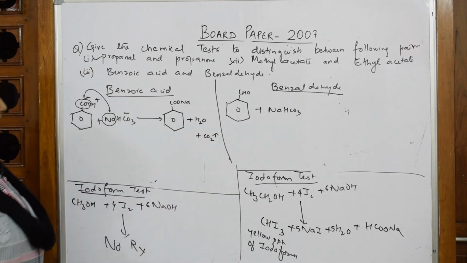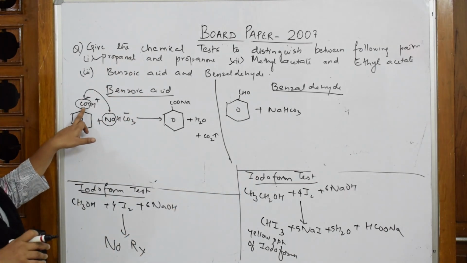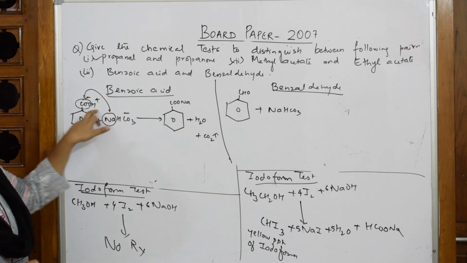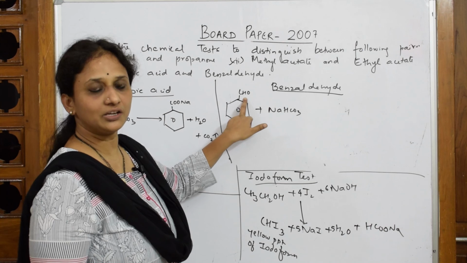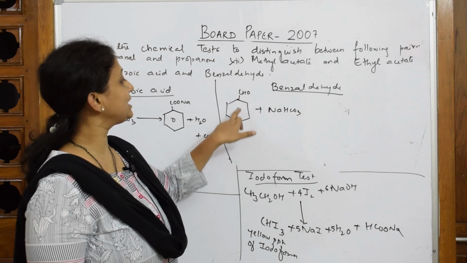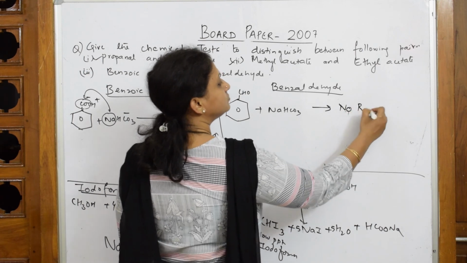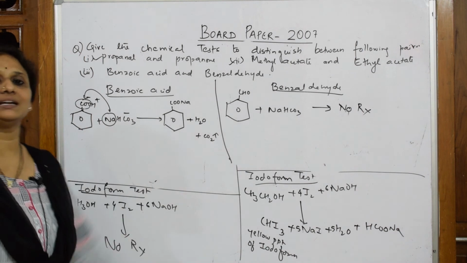That's it, done. Here, observe, there is a cleavage of the bond between COO and H plus. Here, do you have any chance of cleaving into a cation and anion? No, because the functional group is directly attached to the benzene ring. So this is no reaction. So this test easily differentiates between benzoic acid and benzaldehyde.